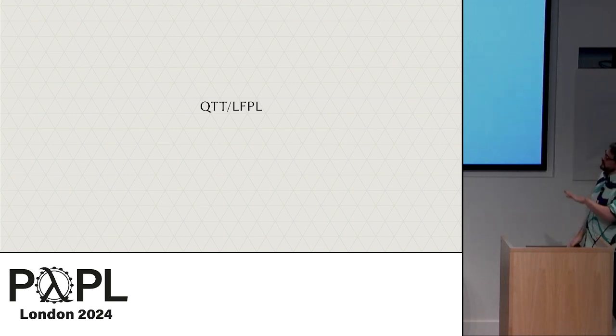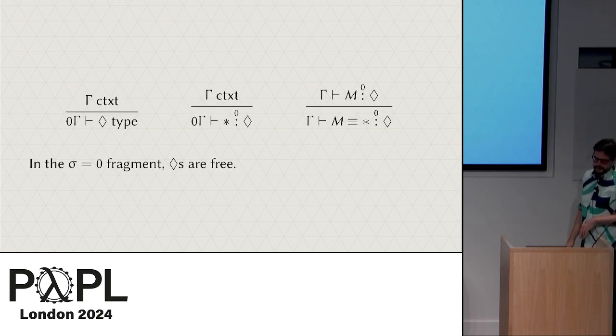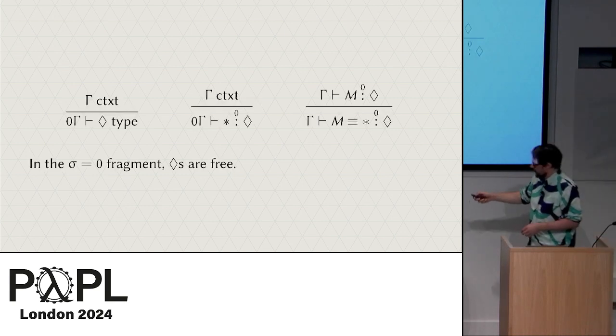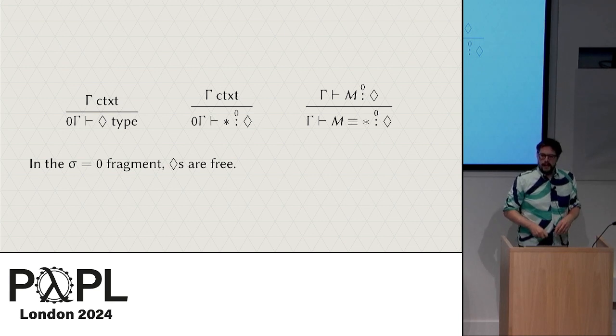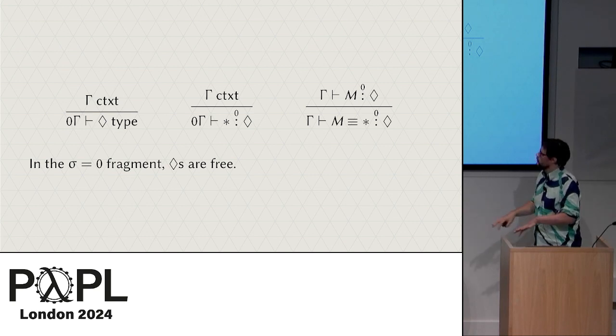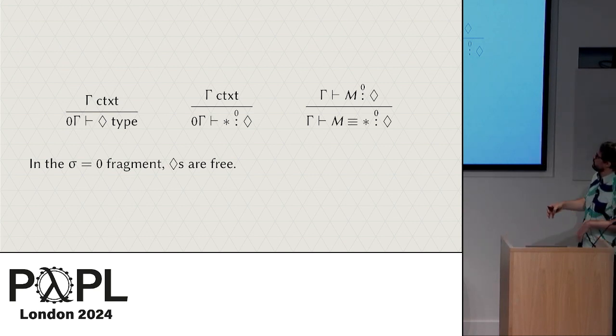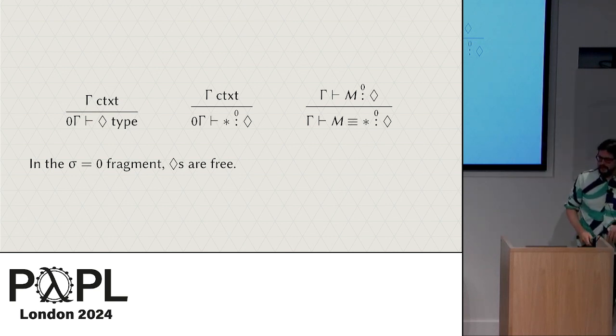So I'm going to take one of the systems from earlier, the LFPL one, and combine it with this quantitative type theory. So the first thing we have to do is add diamonds. So we have a diamond type. And now we're allowed to construct values of diamond type, but only in the sigma equals 0 fragment. So at the type level, diamonds are free. At the term level, the sigma equals 1 level, we have to pay for them. And we even have this rule that says this value is unique.